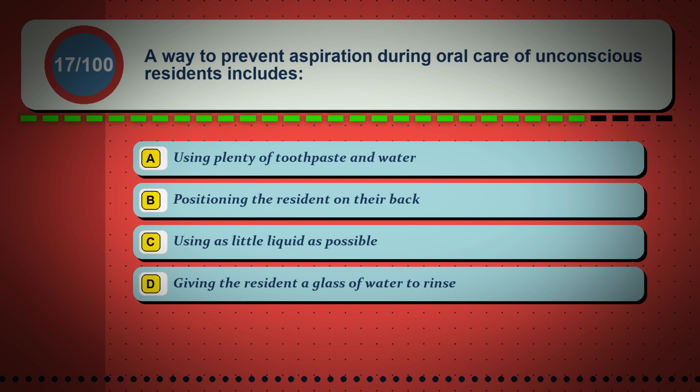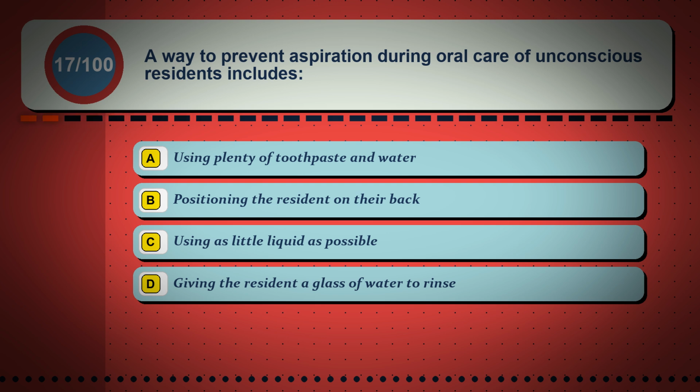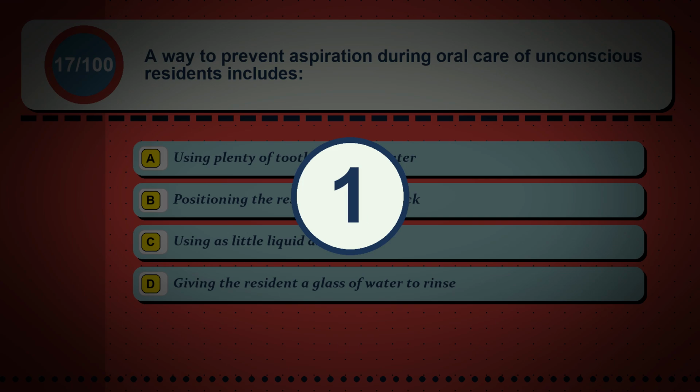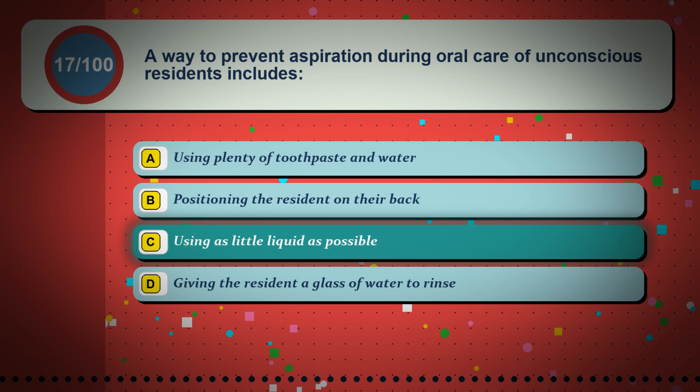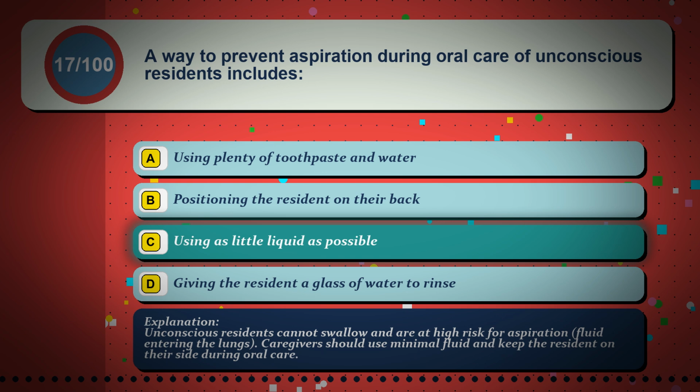Question 17. A way to prevent aspiration during oral care of unconscious residents includes: Option A. Using plenty of toothpaste and water. Option B. Positioning the resident on their back. Option C. Using as little liquid as possible. Option D. Giving the resident a glass of water to rinse. The correct answer is option C. Using as little liquid as possible. Unconscious residents cannot swallow and are at high risk for aspiration, fluid entering the lungs. Caregivers should use minimal fluid and keep the resident on their side during oral care.